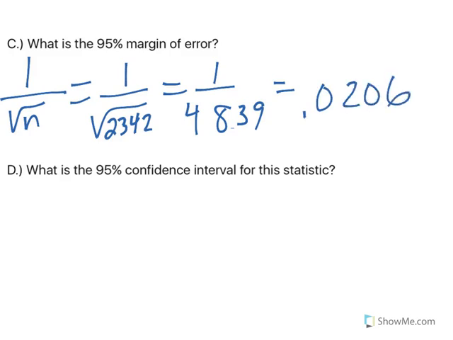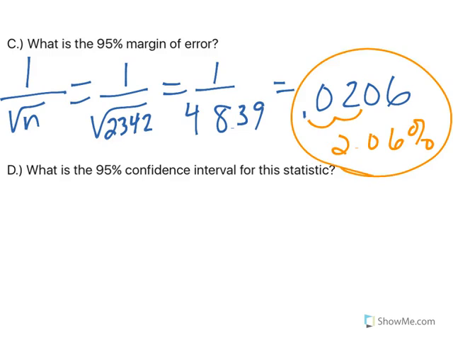And so when you take 1 divided by that, you get 0.0206. Now, our estimate is given as a percent, and therefore, this is like 2.06%. All right, you can write it as a decimal or a percent. If it wants it to the nearest tenth, you might even go as far as saying 2.1%. Now, we use that to find our confidence interval.